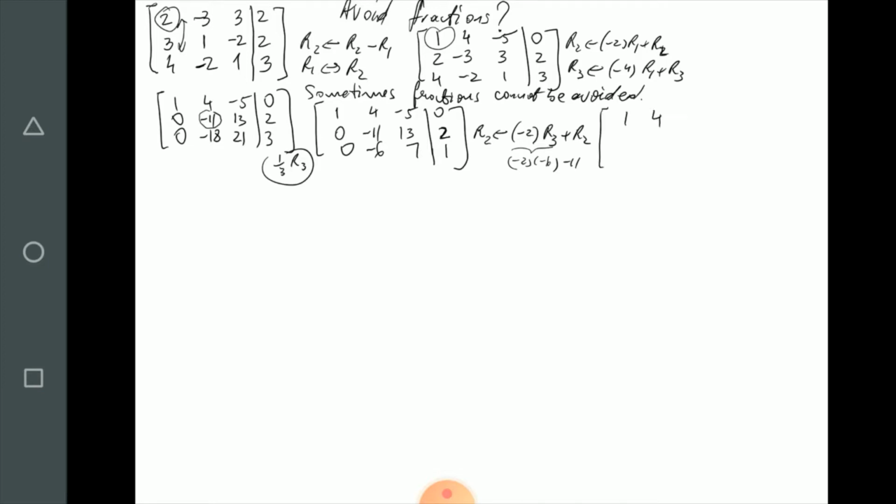So the first row again is unchanged. Now I have 0, 1, and now I have to be careful. So minus 2 times 7, that's minus 14, plus 13, that's minus 1. And minus 2 times 1 plus 2, that's 0. And let's copy the last row. I have the 2 leading ones. All I need now is 0 below the second leading 1. To do that, we need row 3 to be replaced by 6 times row 2 added to row 3.